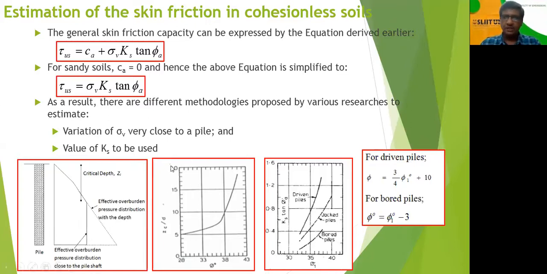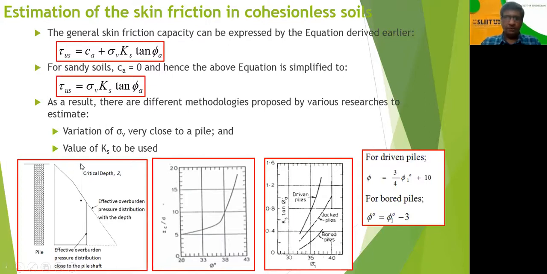So, if you look at the results of the field load testing, we can see that the skin friction value will vary linearly and then will come to a constant value. So that cannot be explained if sigma v varies linearly with the depth, right? Generally that is the case, but that cannot be explained using that particular theory.